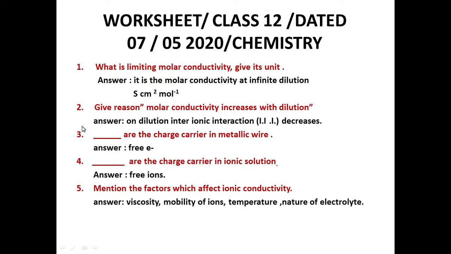Okay. Now, question number three: what are the charge carriers in a metallic wire? The type of conductivity which is present in a metallic wire is electronic conductivity, and for electronic conductivity we require free electrons. So free electrons are the charge carriers in a metallic wire. While in case of an ionic solution which shows ionic conductivity, the charge carriers must be free ions.